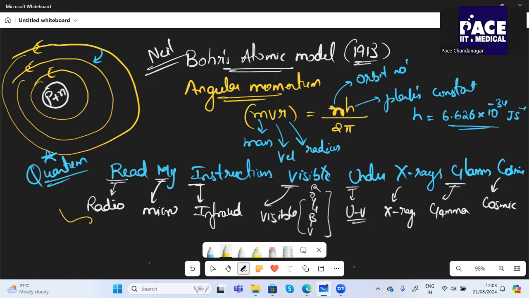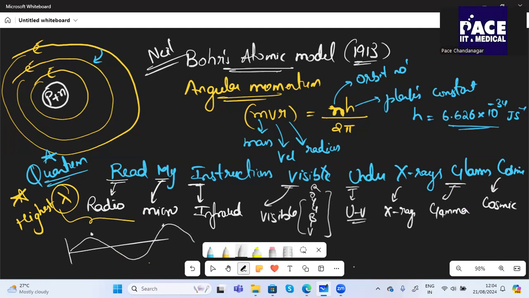Remember one more thing: the leftmost part has the highest wavelength, the highest lambda. This point itself tells everything. Highest wavelength implies least frequency. Wavelength is the distance from crest to crest or trough to trough, or any point on one wave to the corresponding point on the next wave. That length is defined as your wavelength, lambda.